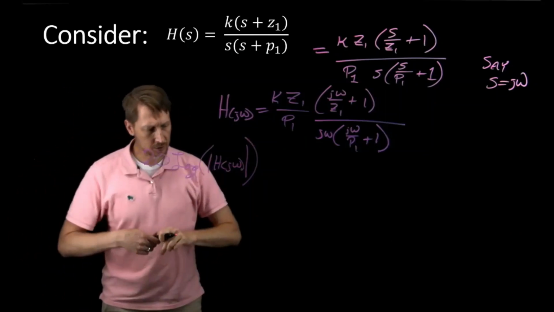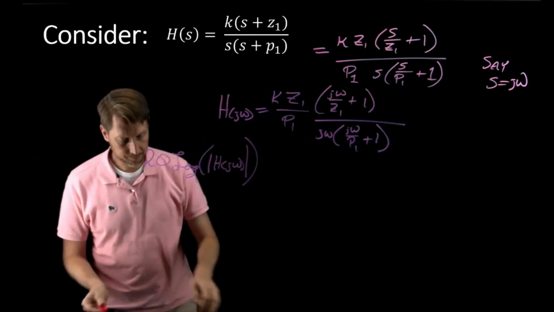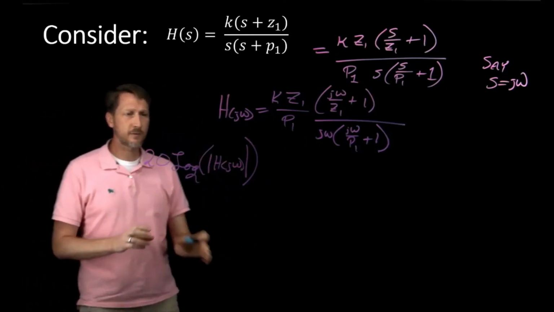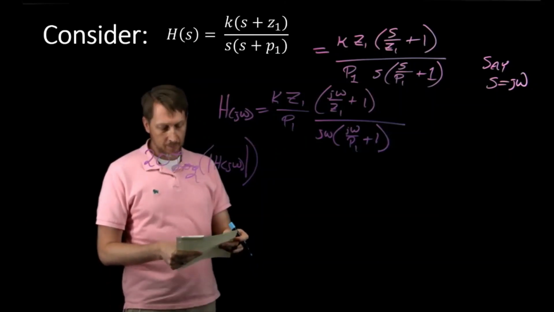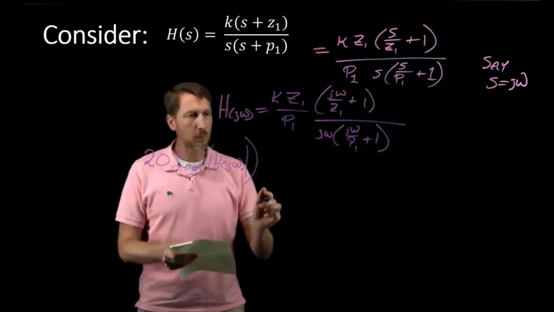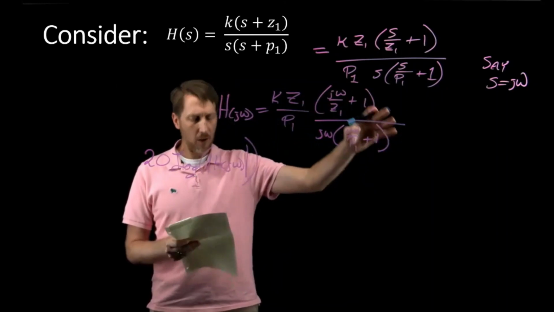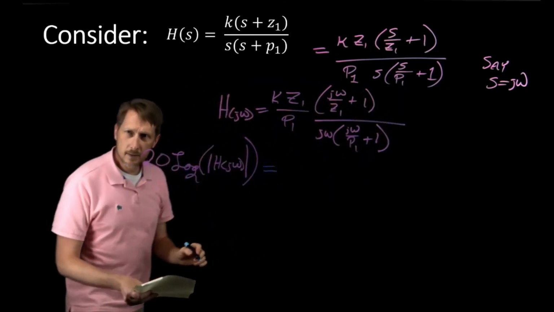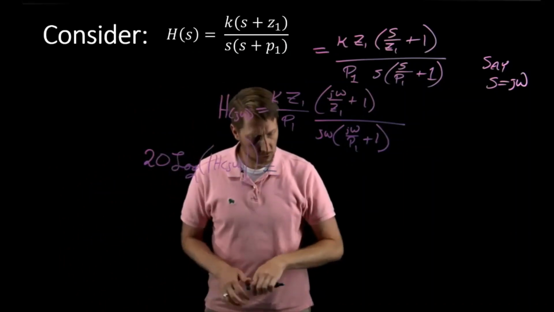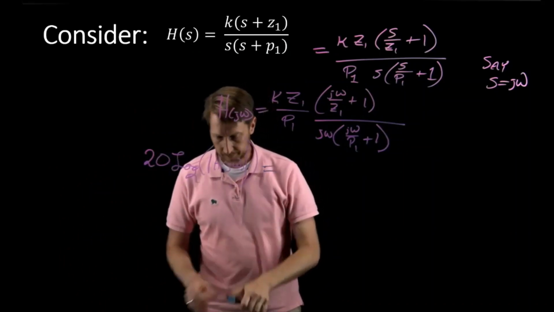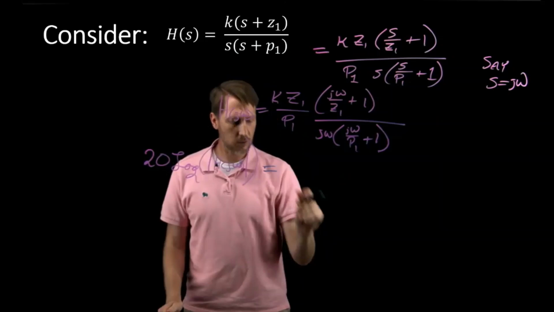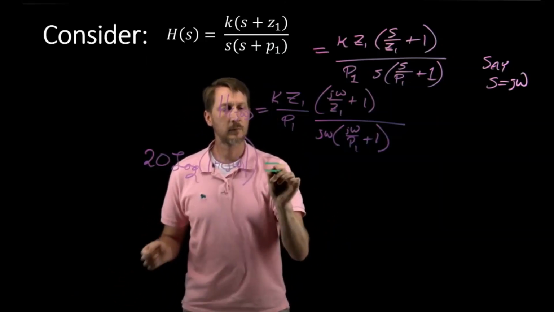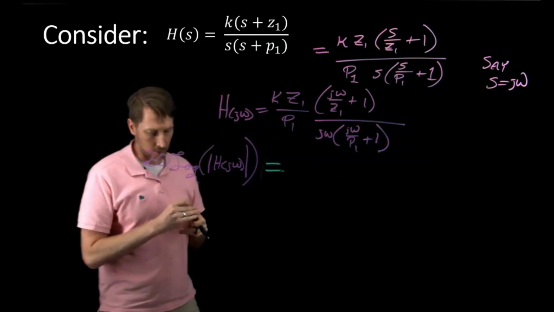Let me switch markers and see if there's a better marker to show up. All right, so 20 log of the absolute value of H of J omega. And then what we're going to do is we're going to apply that to the entirety of this function. And so this is going to be equal to, is that color better? I don't know. Let me try one more color. Hold on just a second. So that's going to be equal to, there we go. That one's a good color.